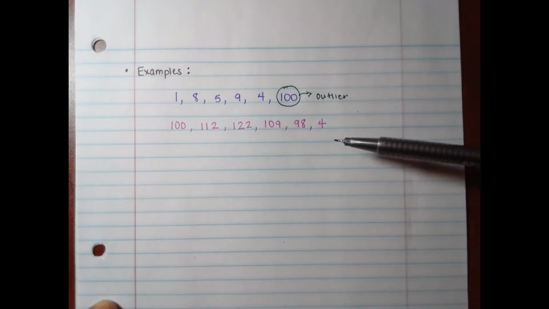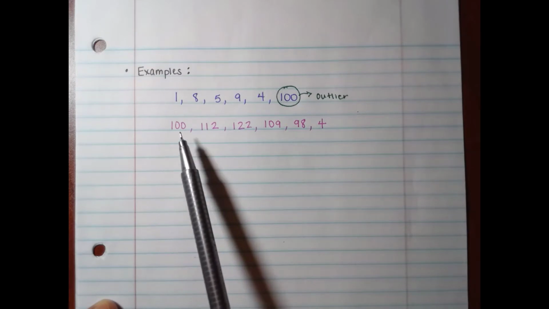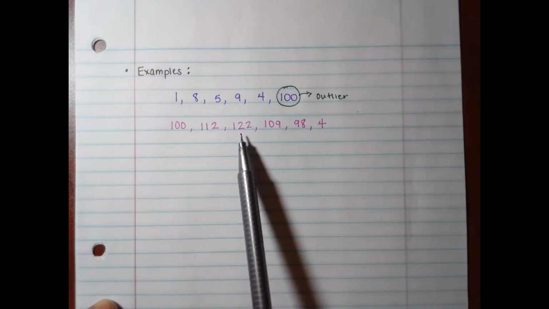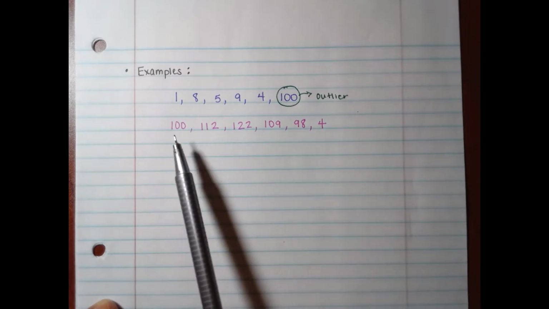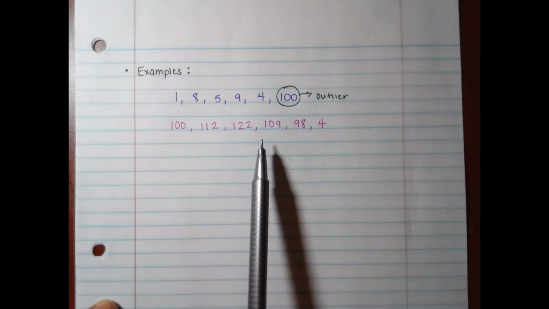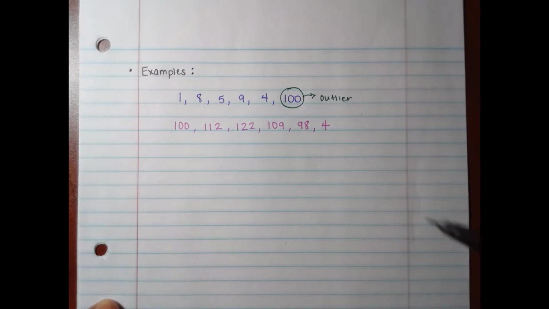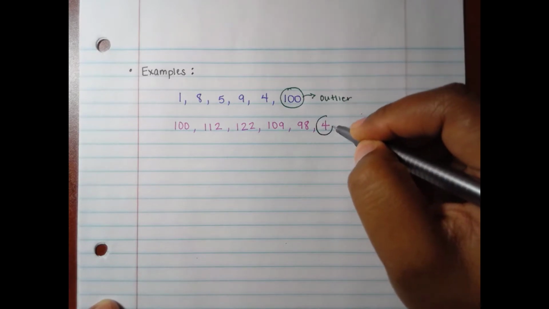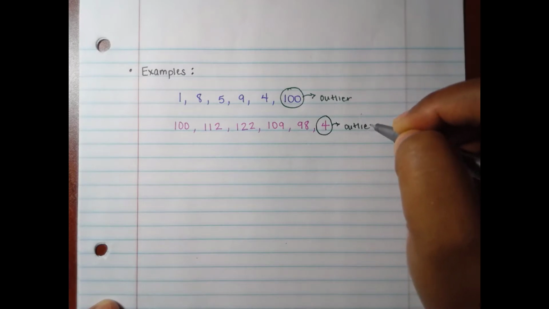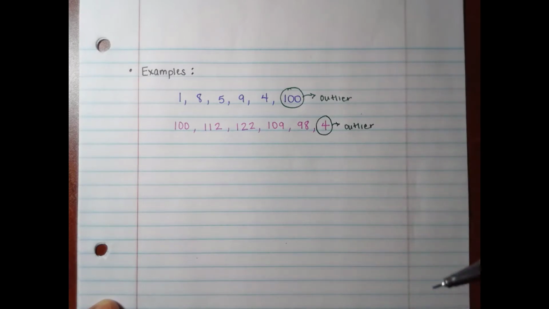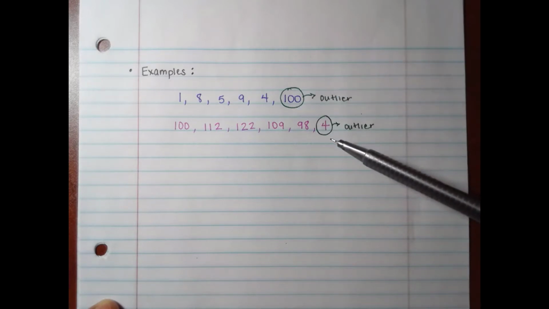So let's look at example 2 down here. Here the data set is 100, 112, 122, 109, 98, and 4. What would be the outlier in this data set? Which number doesn't seem to quite belong? That would be 4. So, an outlier can be a number that's very, very large or a number that's very, very small.